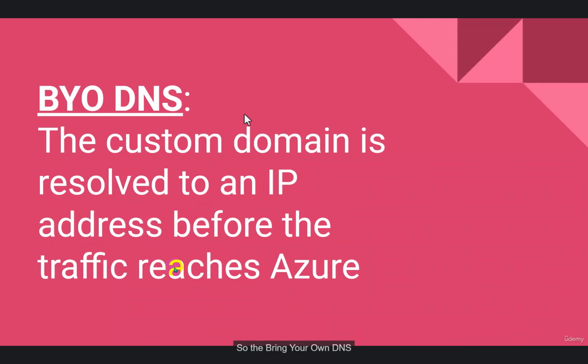So the bring your own DNS, or the externally hosted domain name server, is basically the custom domain. So it could be mycompany.com, gets resolved to an IP address before that traffic reaches Azure. So the user enters yourcompany.com into their browser, and some other service, which could be your registrar, could be hosted at your own site, does that work. And then the traffic that comes to Azure already has that resolved. Pretty straightforward.